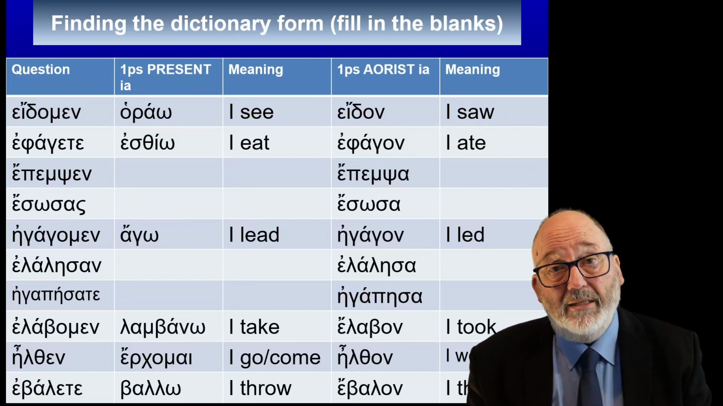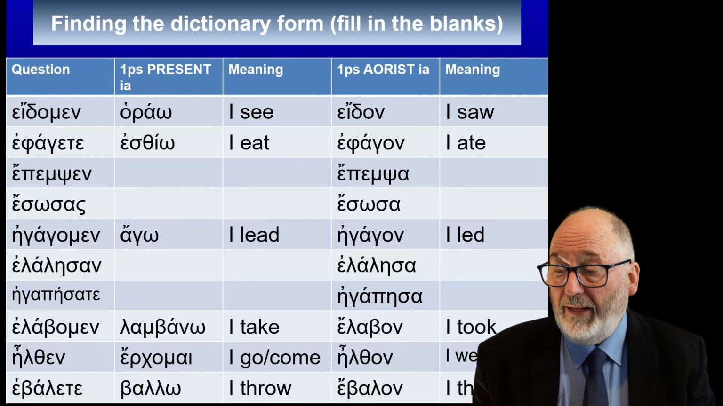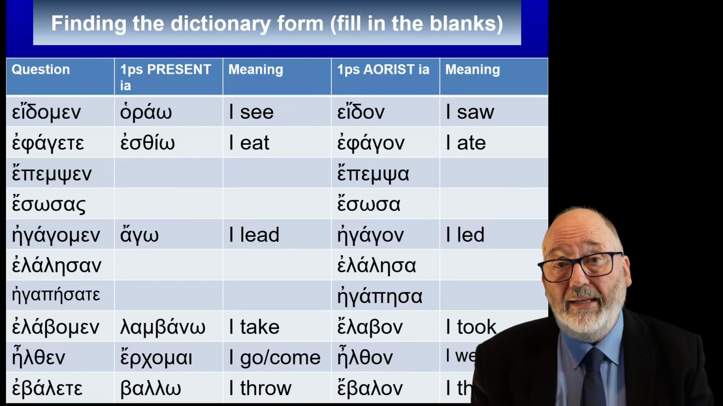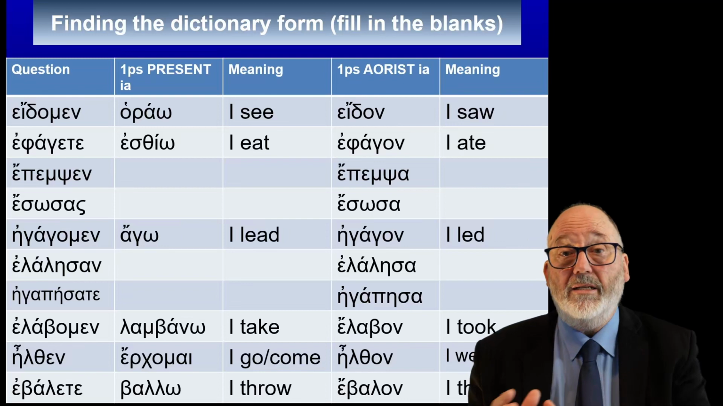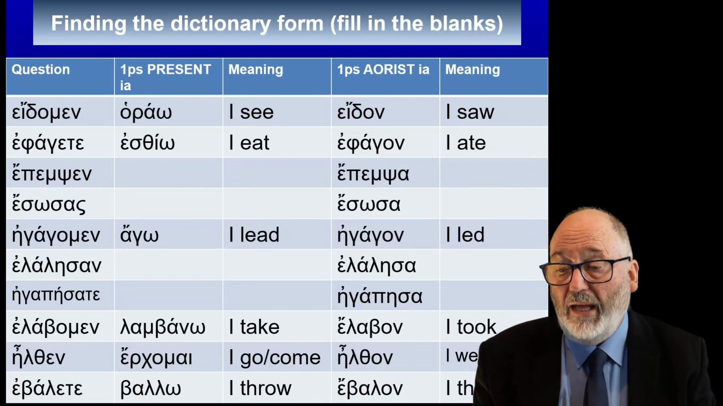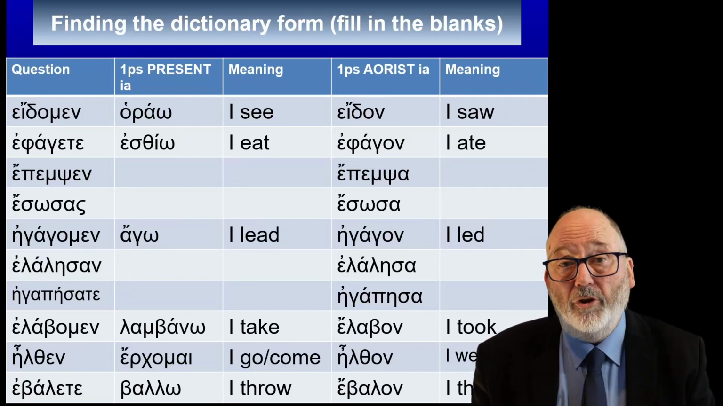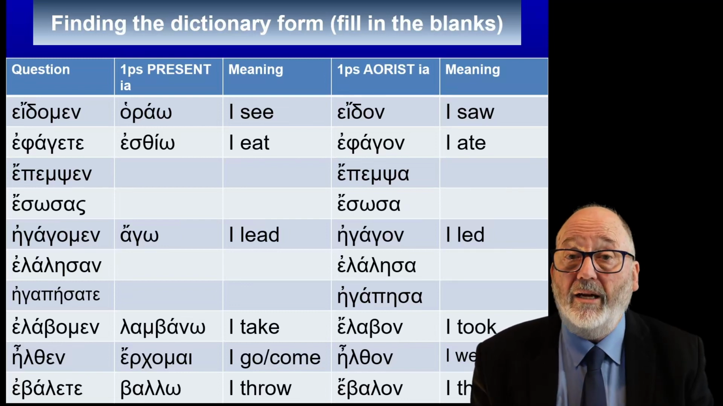In the present tense, ago means I lead. In the past tense, it means I led. Today I lead, yesterday I led. Elabomen is from the verb lambano. Today I take, yesterday I took.